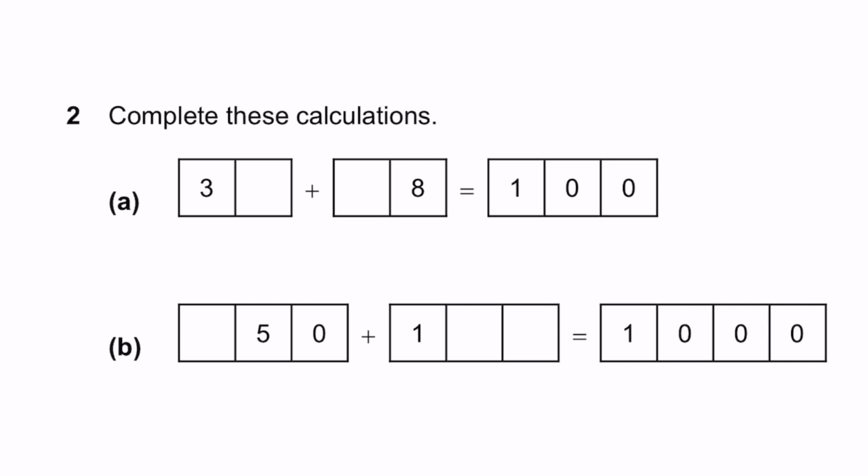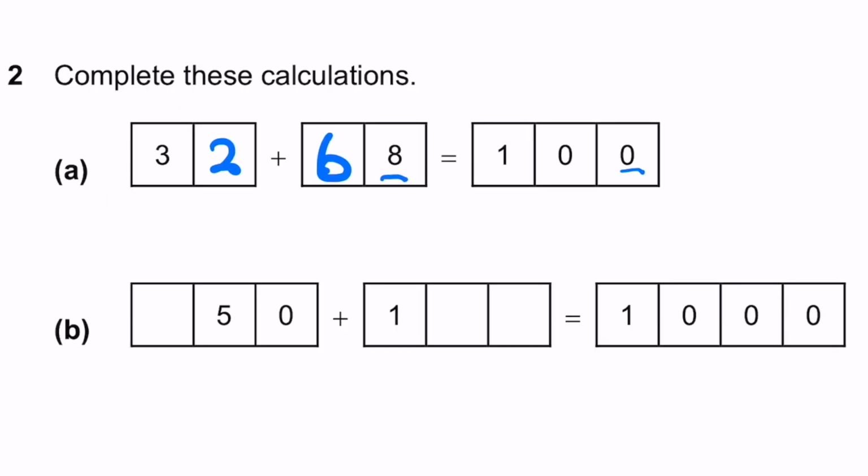Question 2. Complete these calculations. A. 3 dash plus dash 8 equal to 100. Since this is 8 here, it has to be something that creates 0, which is 2. What's 100 minus 32? That's 68. So we have to put 6 here.